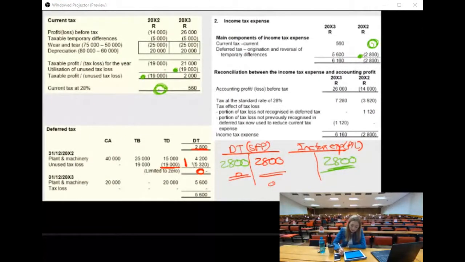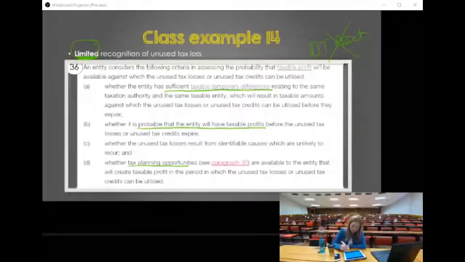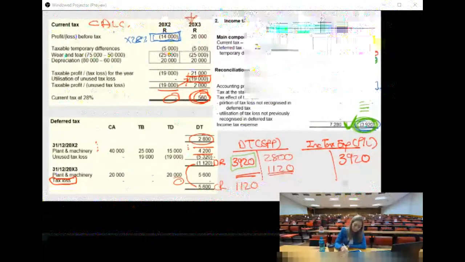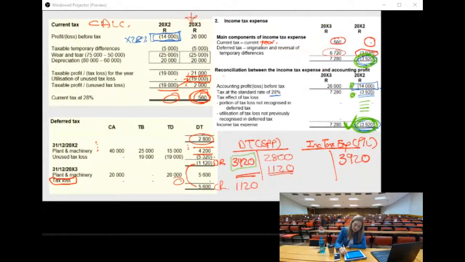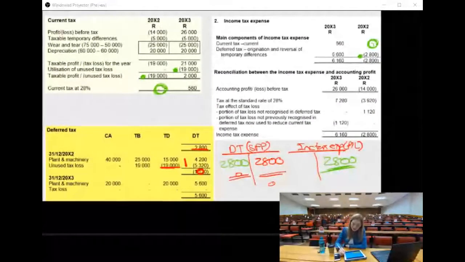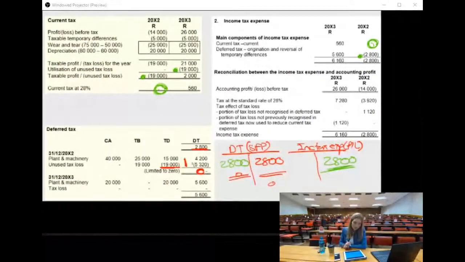So can you see that in our previous example, if we go back to class example 13, we had movement there. Come on. It seems like I have the same problem. Never mind. We had movement there of 3920 because we were able to recognize the full unused tax loss. Now, in class example 14, we only have the movement of 2,800. Okay, can you see that?